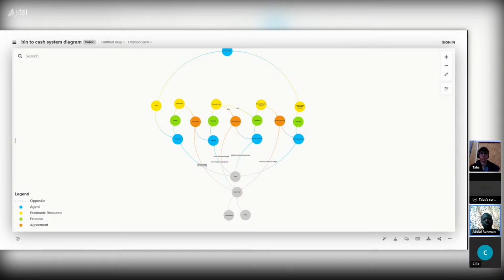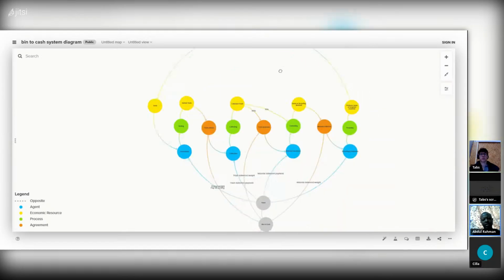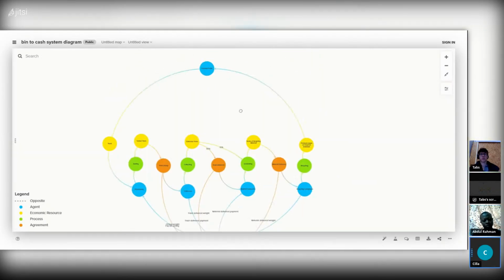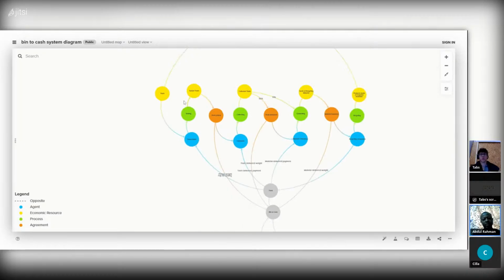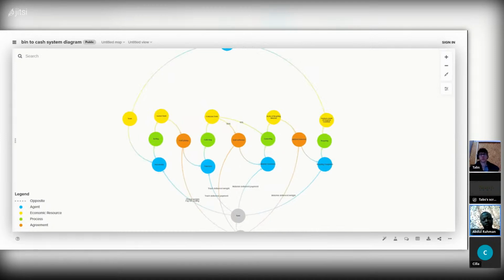Yeah. So these are some designs we're working on last week using Kimo. It's the same system we've been doing, but we just updated it a little. When going to Bin to Cash, our original system had three: the sorter, the collector, and the recycling. So these days, one additional person between the recycling and the collector.